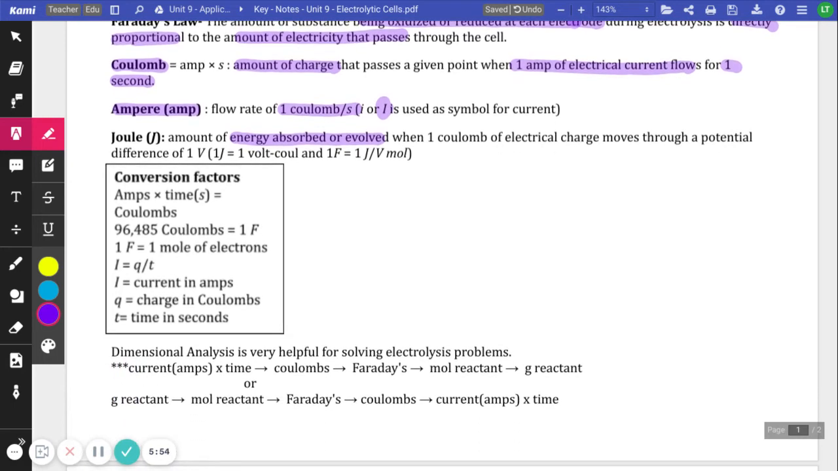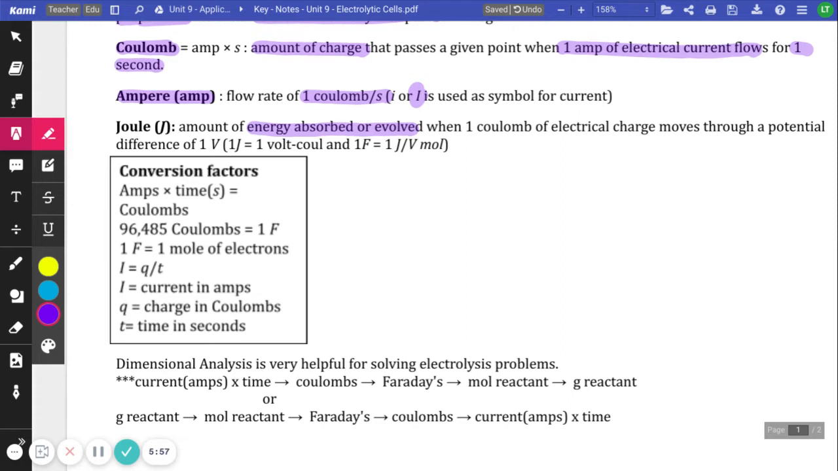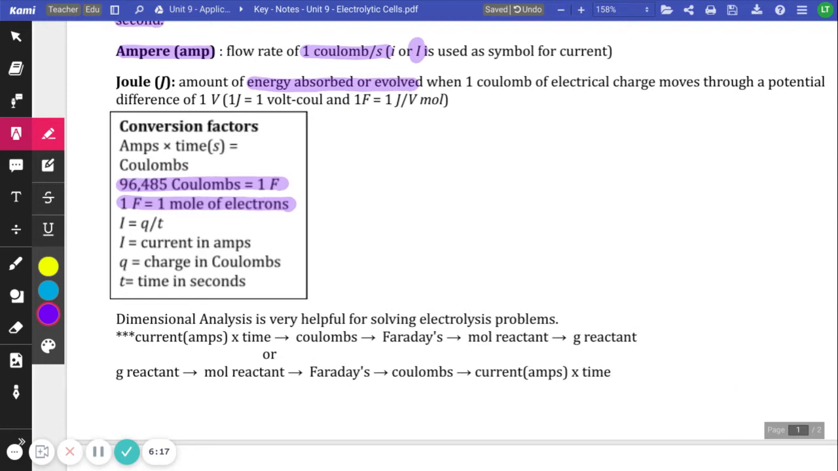So there are some conversion factors we would need to know. Amps times time equals coulombs. And there are 96,485 coulombs in 1 Faraday. Guys, that number is on your formula chart for AP. 1 Faraday equals 1 mole of electrons. And then I equals Q over T, where I is our current in amps, Q is our charge in coulombs, and T is our time.